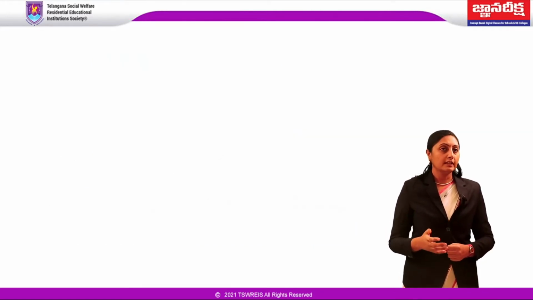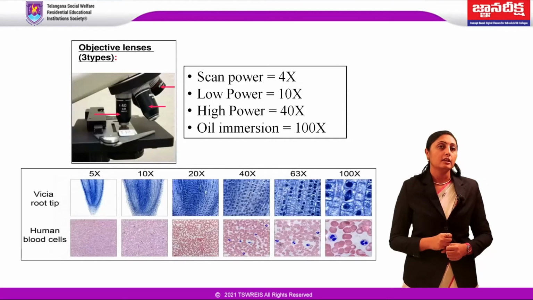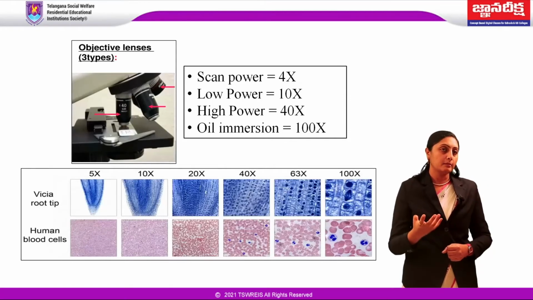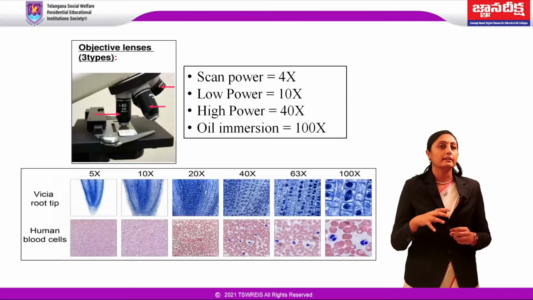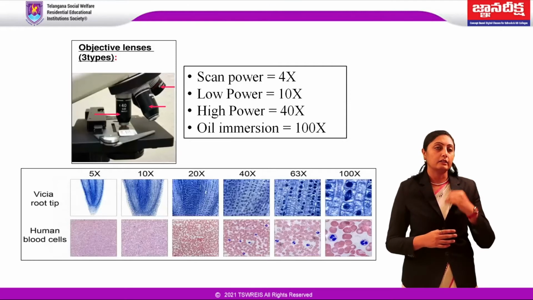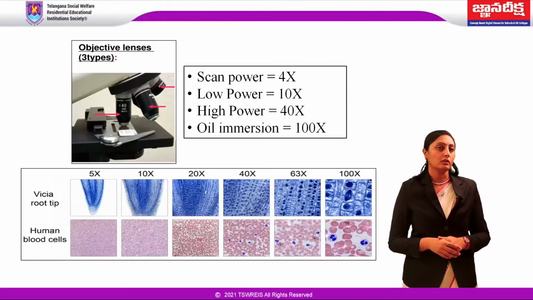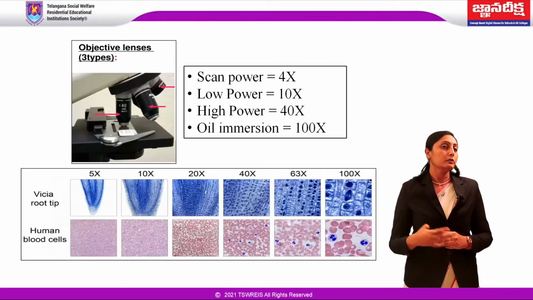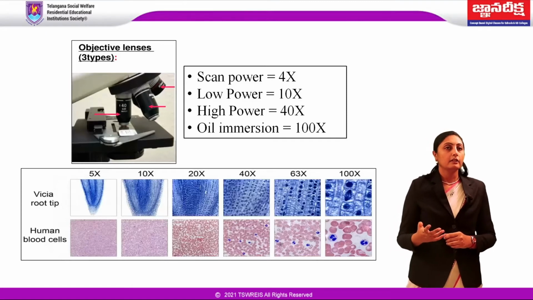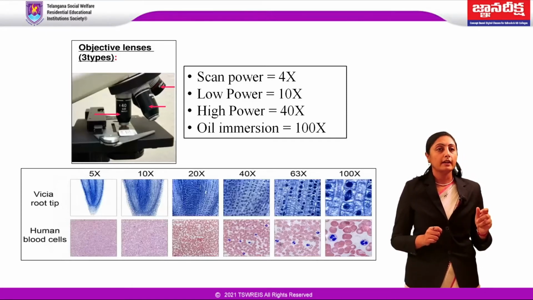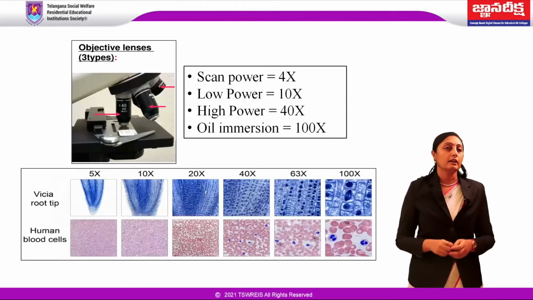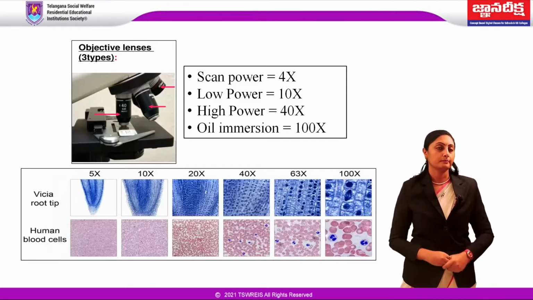The objective lens picks up the light transmitted by the specimen and creates a magnified image of the specimen inside the body tube. This image is again further magnified by the ocular lens or eyepiece. In order to see the specimen clearly, the focal length is generally adjusted with coarse and fine adjustment knobs that are available in the microscope.